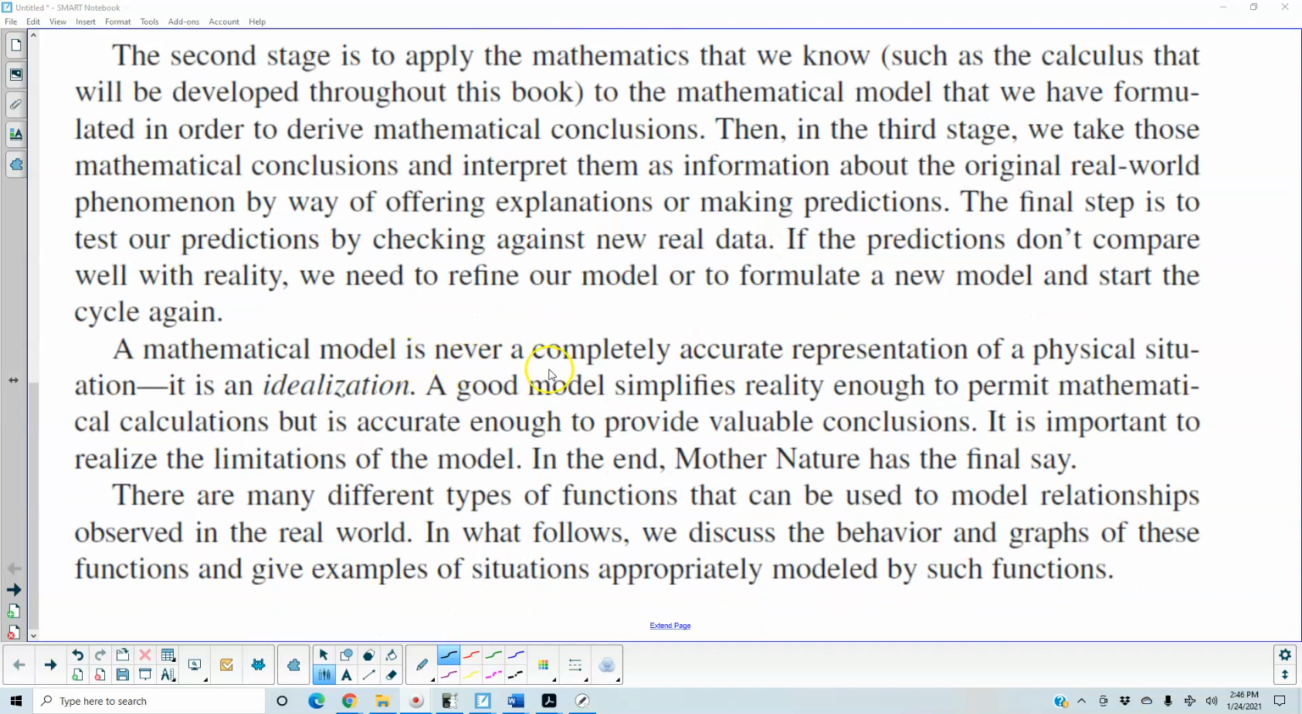A mathematical model is never a completely accurate representation of a physical situation. It is an idealization. A good model simplifies reality enough to permit mathematical calculations, but is accurate enough to provide valuable conclusions. It is important to realize the limitations of the model. In the end, Mother Nature has the final say. There are many different types of functions that can be used to model relationships observed in the world. In what follows, we discuss the behavior and graphs of these functions and give examples of situations appropriately modeled by such functions.